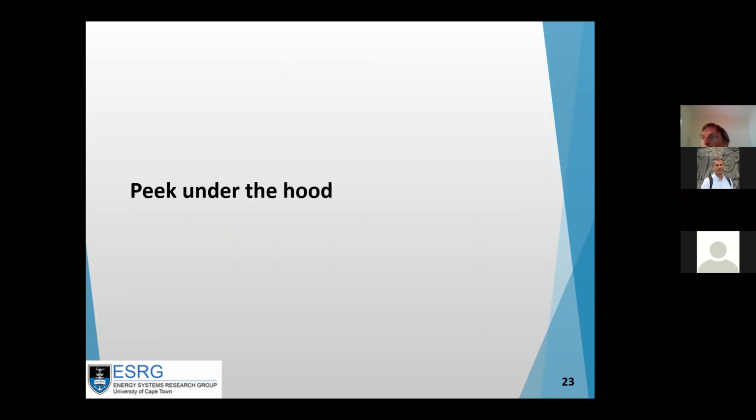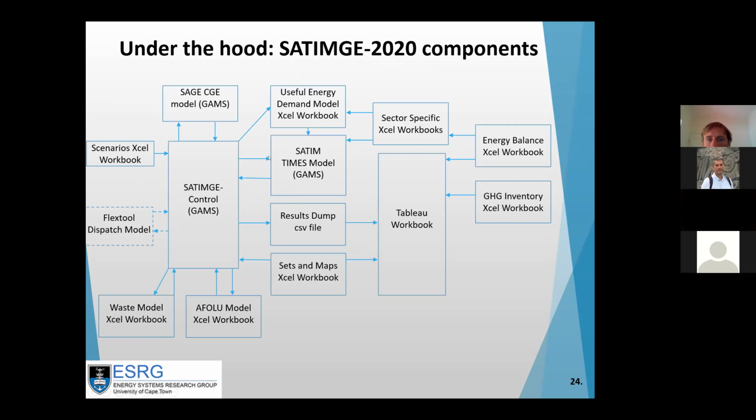So just peeking a little bit under the hood, looking at some detail of how all this works. We have some GAMS code here, which is the main code. We have some spreadsheets with scenario levers on there, which go into the code. This runs the CGE model, runs the TIMES model. The TIMES model itself has a link to a demand model. The TIMES model leans on a whole lot of sector-specific Excel workbooks, which are based on energy balance and other data sets.